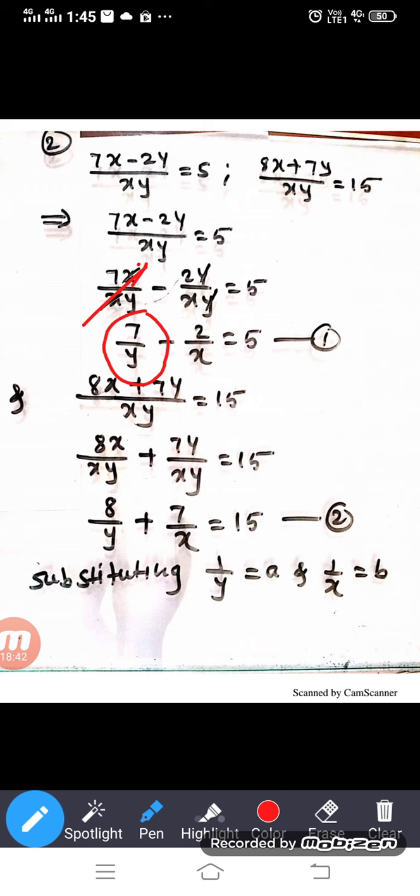सिमिलरली मायनस 2y अपॉन xy, इथे y कॅन्सल होईल, राहिला शिल्लक छेदस्थानी x, मायनस 2 अपॉन x इज इक्वल टू 5. इक्वेशन नंबर 1 अशा पद्धतीने आपल्याला मिळालं.